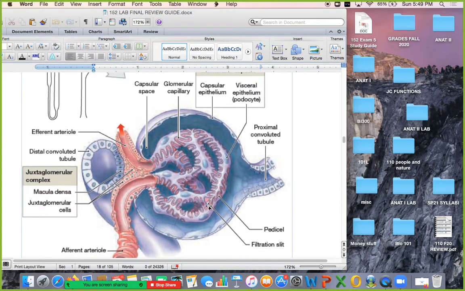It's going to wrap around, and there are going to be little holes inside there, the filtration slits, and they're going to be filled in. Basically, the gaps are going to be in between what's called the pedicel region of these podocytes. And that means that fluid is going to be coming out.